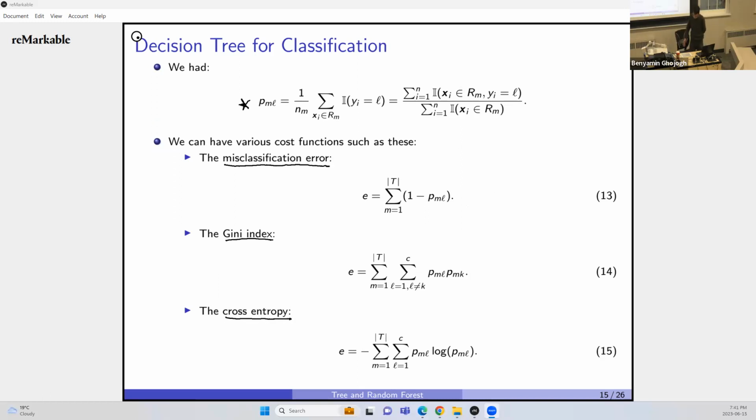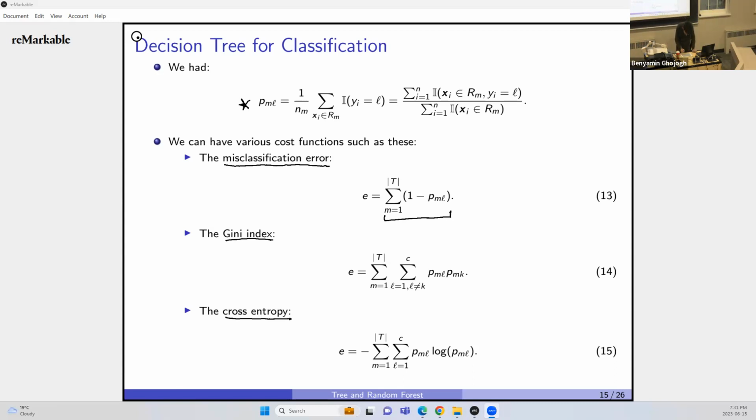Okay, so we define various errors. What is this? This is misclassification error. Why? The summation is over the children regions, and 1 minus p_mL. p_mL, as I said, shows how pure that region is for the class label L. So 1 minus p_mL means how impure, how bad it is, right? Therefore, summation over them means how bad that region is for the class label L. So it means the misclassification error, right?